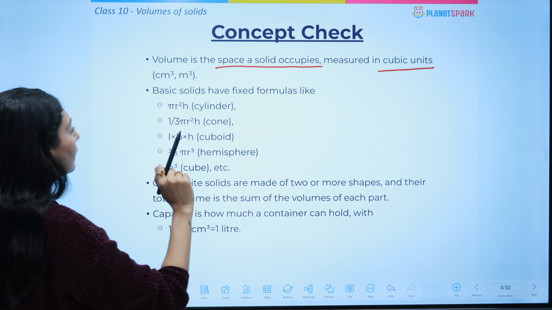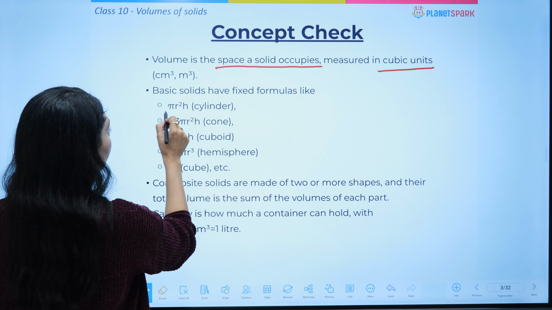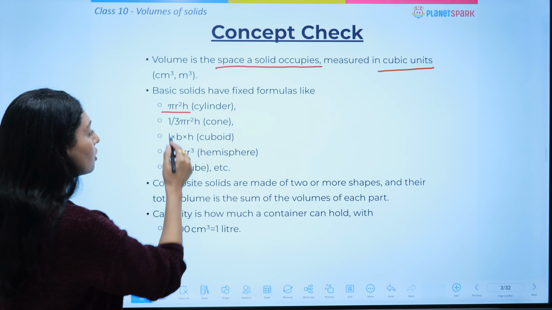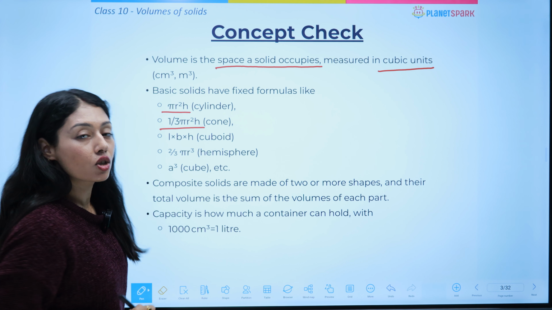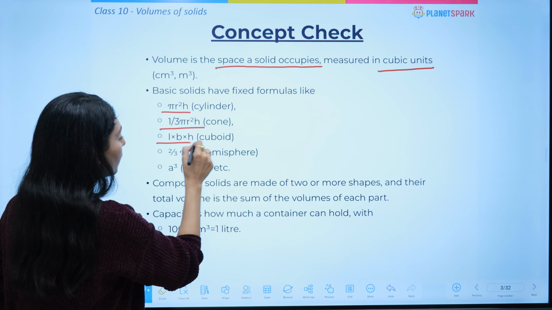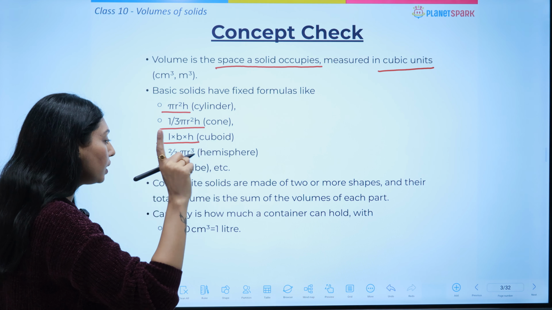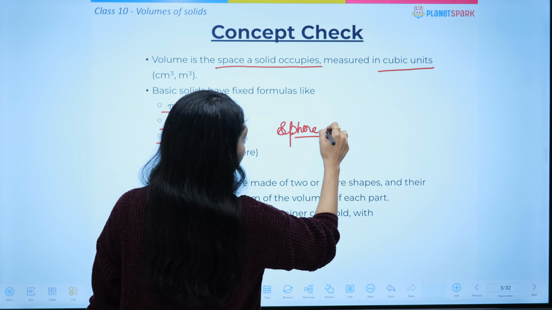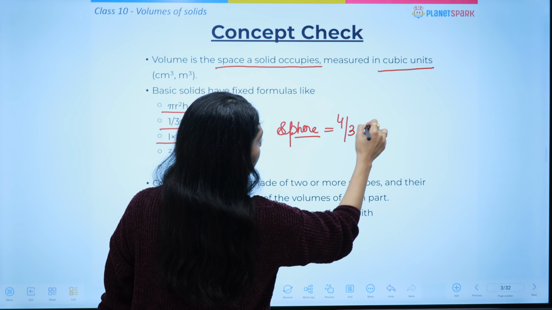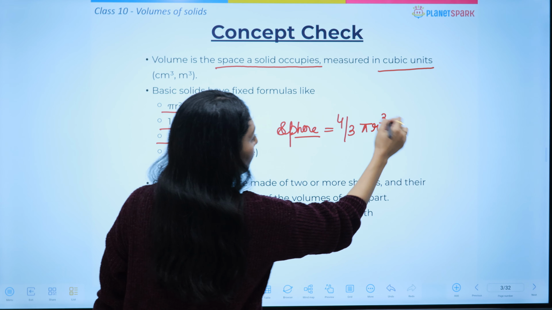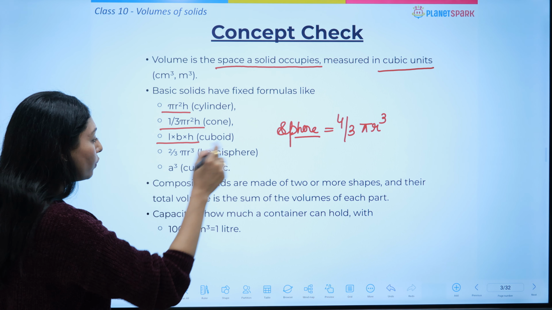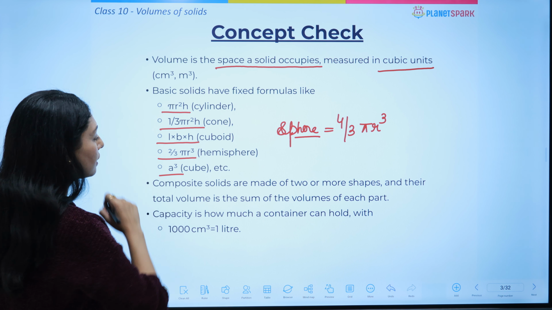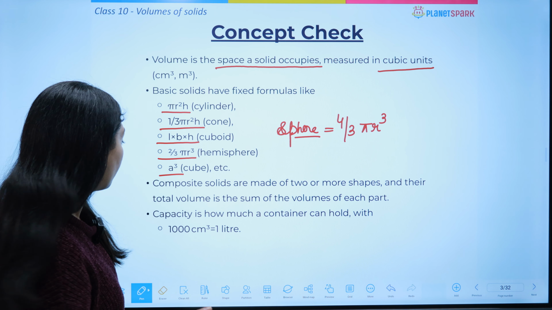Let's revise the formulas also. For a cylinder, what is the volume? Pi r square h. For a cone, that is 1/3 of the cylinder, so 1/3 pi r square h. For a cuboid, length into breadth into height. For a sphere, everybody, tell me the volume of a sphere in the comments. Yes, that is 4/3 pi r cube. So what will be the volume of a hemisphere? Just half of that, 2/3 pi r cube. And that of a cube is side cube, a cube, right?